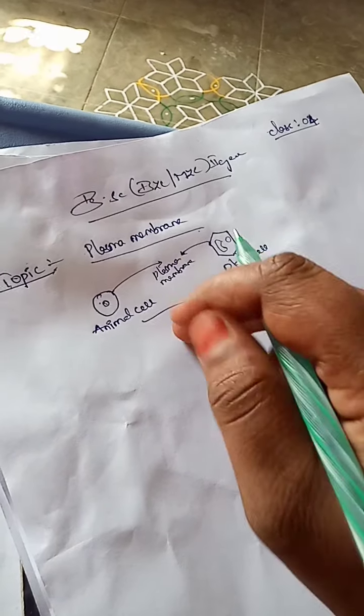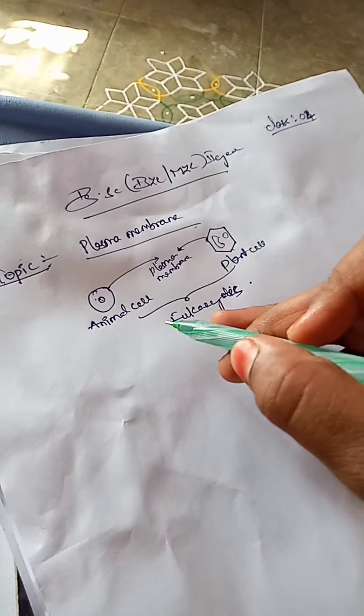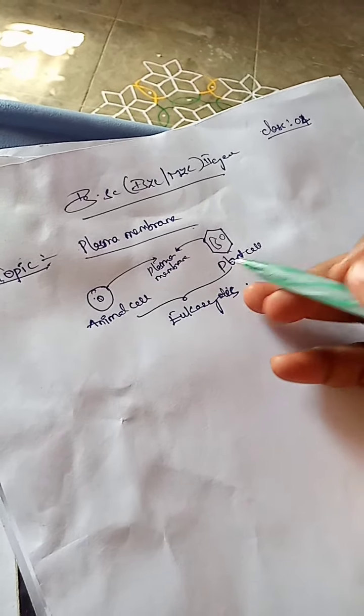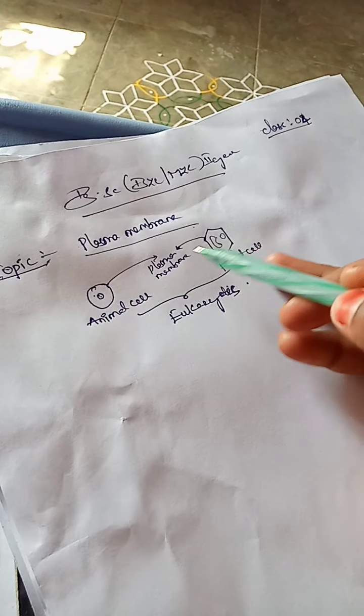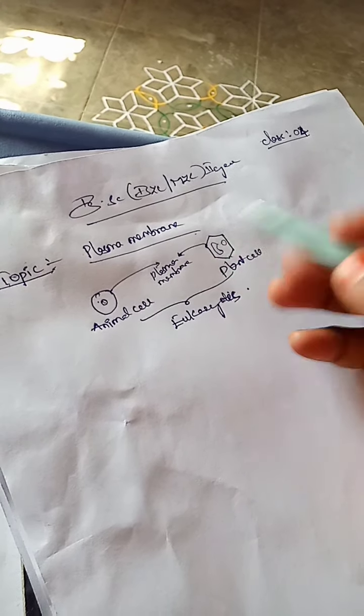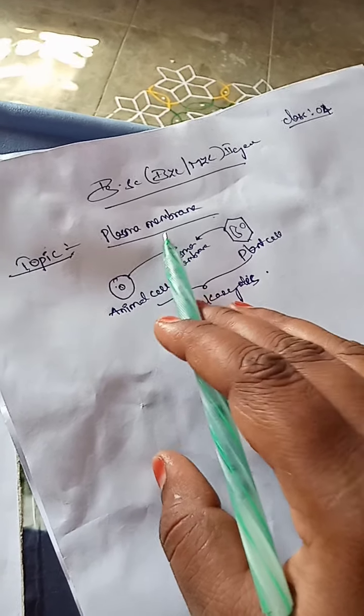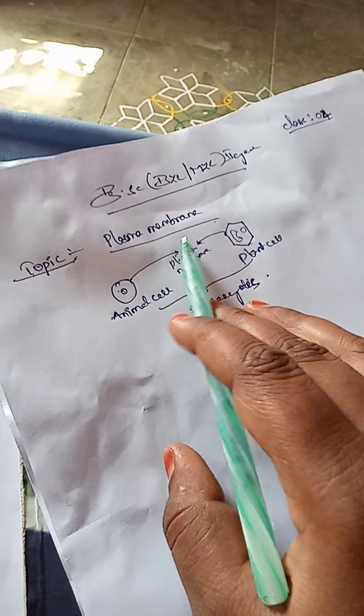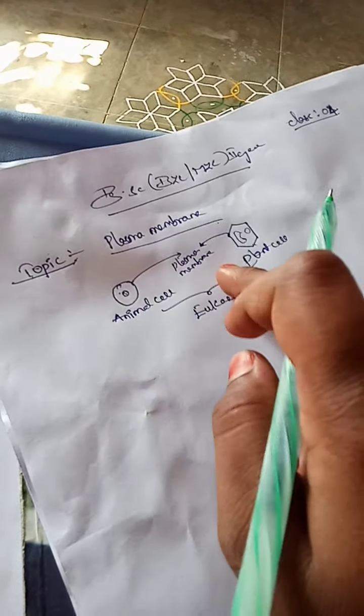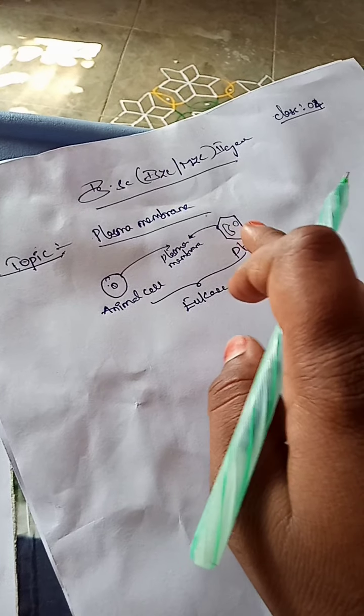Already in the previous classes we have discussed the animal cell and plant cell. The outer covering of the cell we called the plasma membrane, right? We are going to discuss the plasma membrane in detail. It is very complicated, and we'll discuss it in detail. First we'll discuss what the plasma membrane is. It is an outer covering for the cell, which protects the cell.